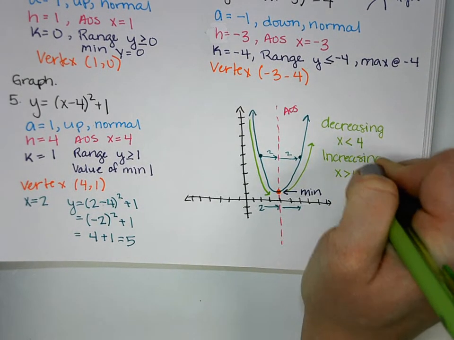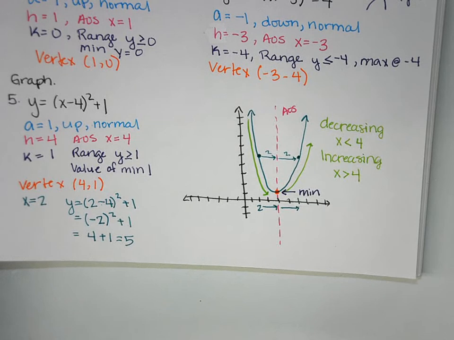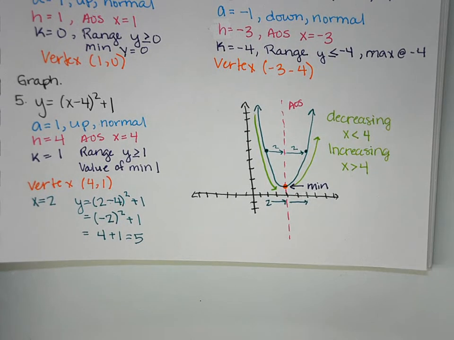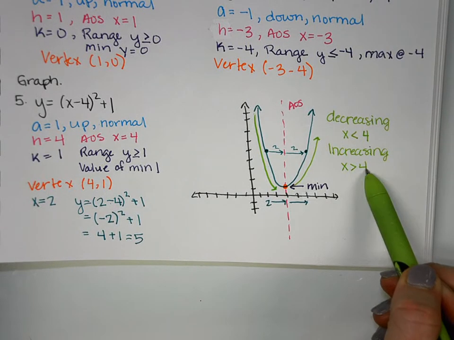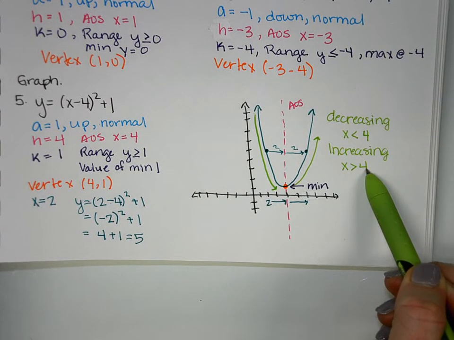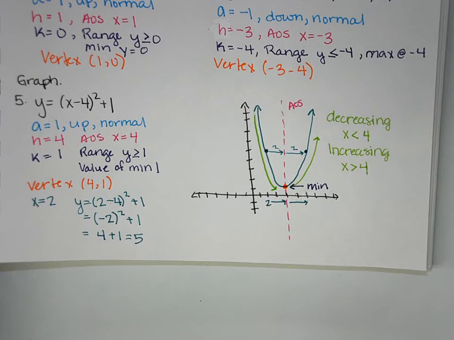So you're going to have 4 questions where it's going to ask you where are you increasing or decreasing. This value here is going to be the x value of your vertex. And you just have to determine, are you increasing or decreasing when you're smaller than that or when you're larger than that?